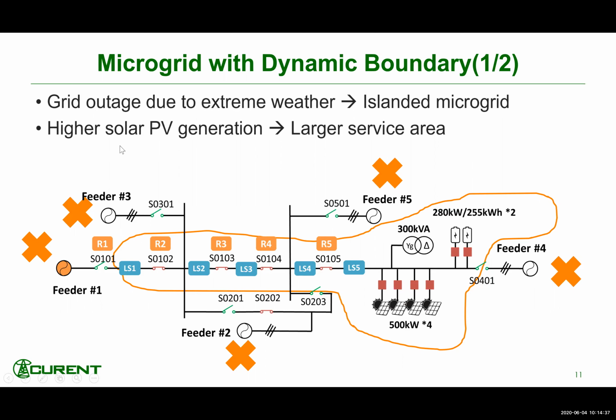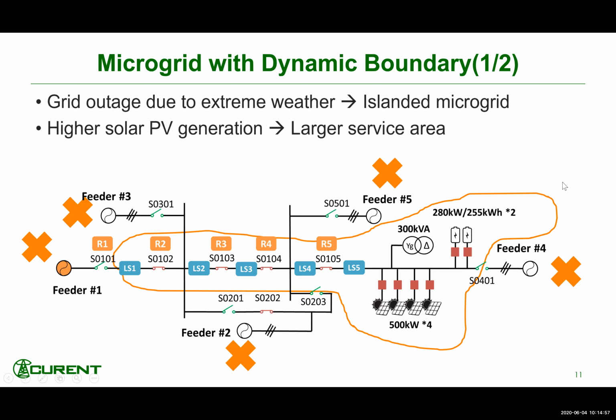If we have high solar PV generation, for example at noon or during the summer day, and we have enough PV, then we can cover all 5 load sections. So the boundary would be here. The boundary switch would be S0101.